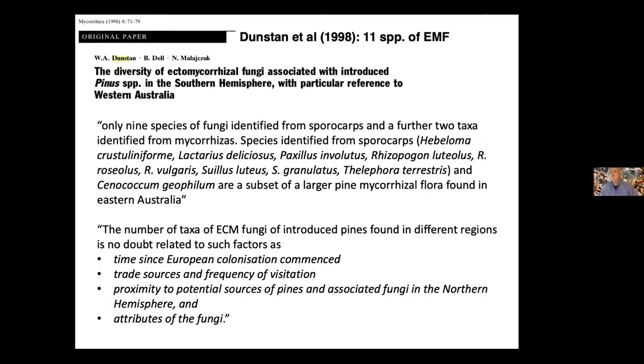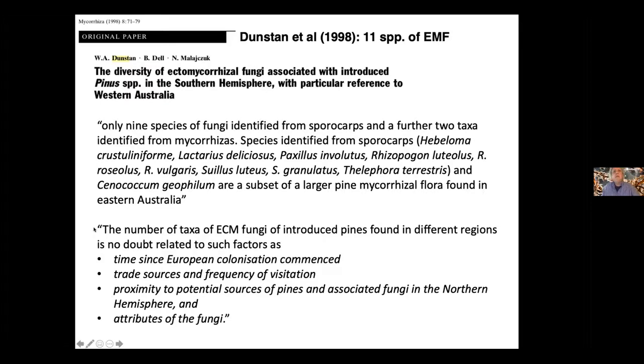So if you go back not too far, people have tried to look at the diversity. And in fact, it's not surprising here, Bill Dunstan in 1998 published a paper where they reported 11 species that they were able to identify using morphology. In fact, all of these are species that we've been able to identify in our survey. The only one that we didn't find was Cenococcum. And I'm not sure, but I think Cenococcum may be a missing element of this particular community.